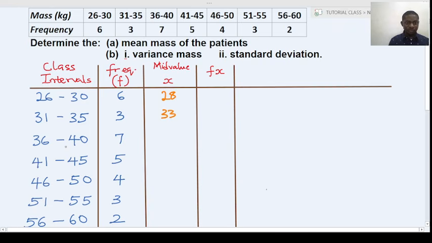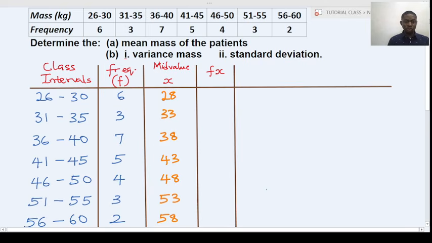And we do the same thing for this. That will give us 38. Here, that will give us 43. We do the same thing here. That will give us 48. If we do the same thing here, that will give us 53. We do the same thing here. That will give us 58.